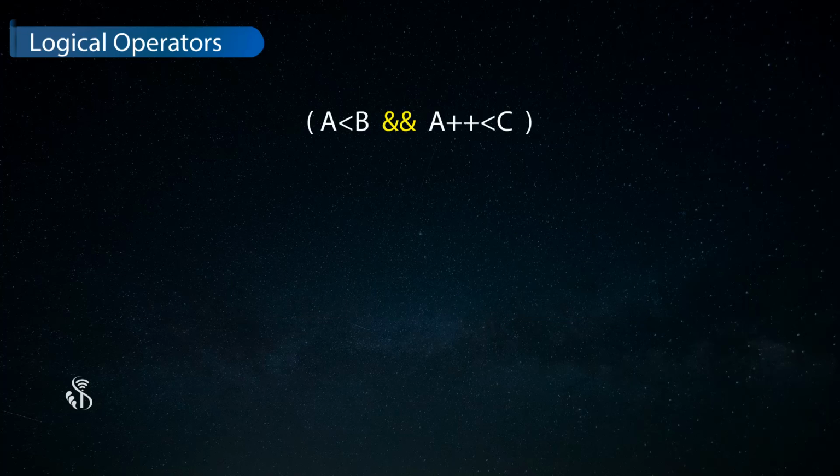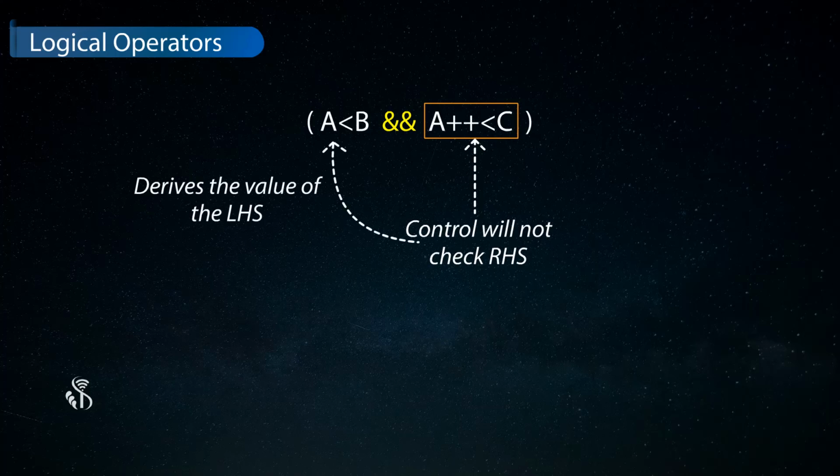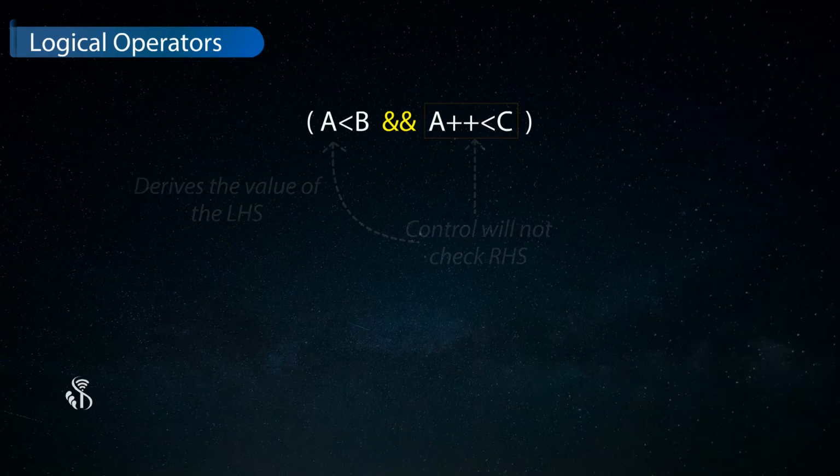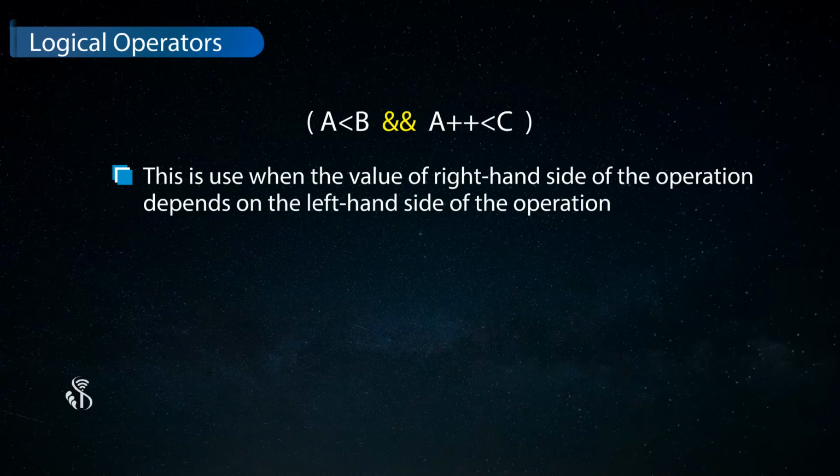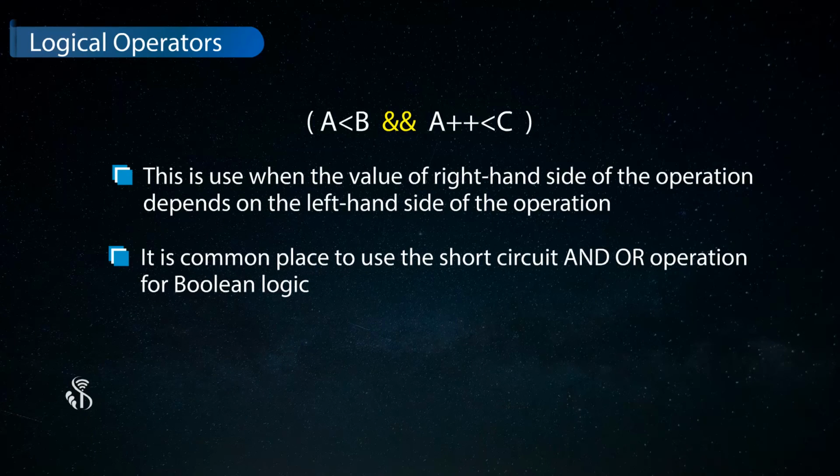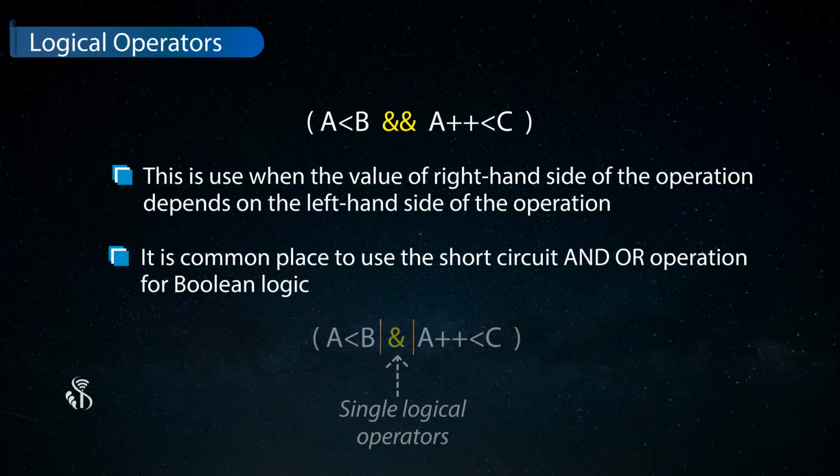In Java, if you use OR and AND, control will not check the right-hand side of the expression if it derives the value from the left-hand side by this logic. This is of use when the value of right-hand side of the operation depends on the left-hand side of the operation. It is commonplace to use the short-circuit AND/OR operation for Boolean logic, thus leaving the single logical operators for bitwise operation.